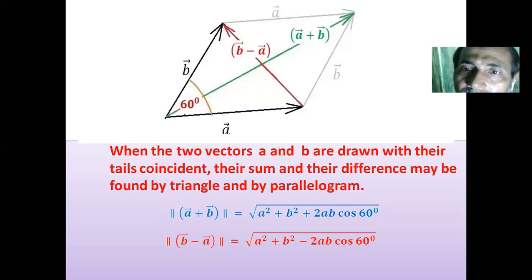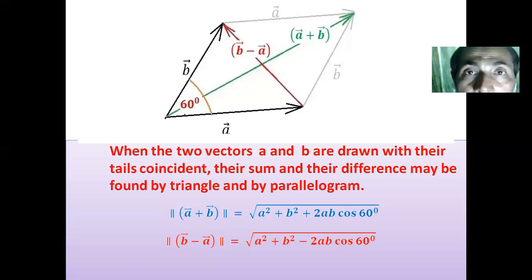Next, if you join the head of vector A to the head of vector B, as you are seeing here, the red color arrow is drawn in this figure. This red color arrow is one more diagonal. Of course, in any parallelogram, there will be two diagonals. In this figure, one diagonal is drawn in green color and another diagonal is drawn in red color.